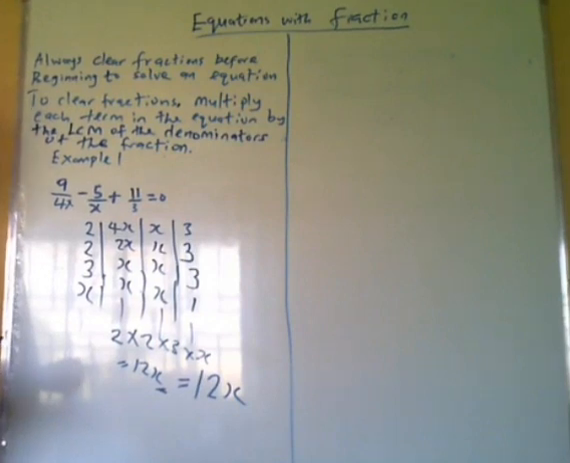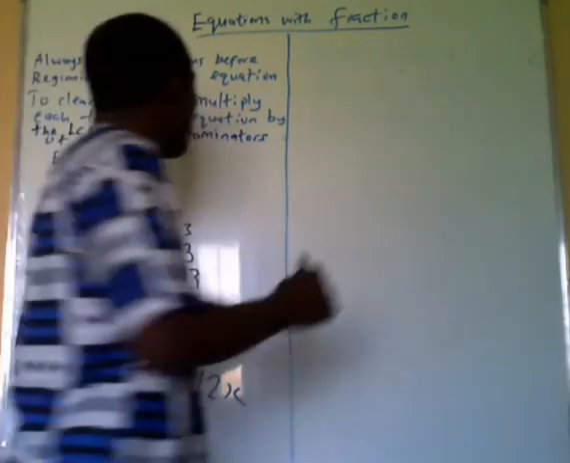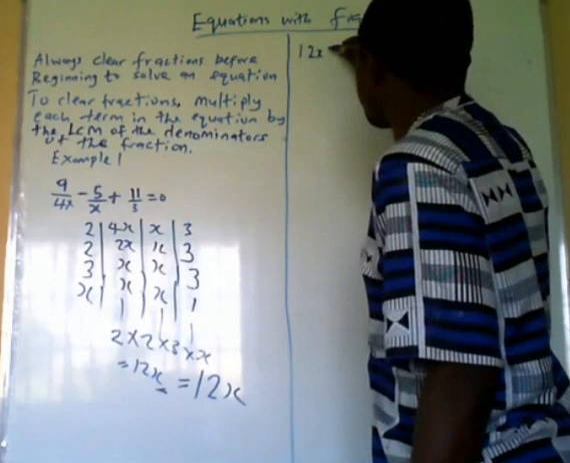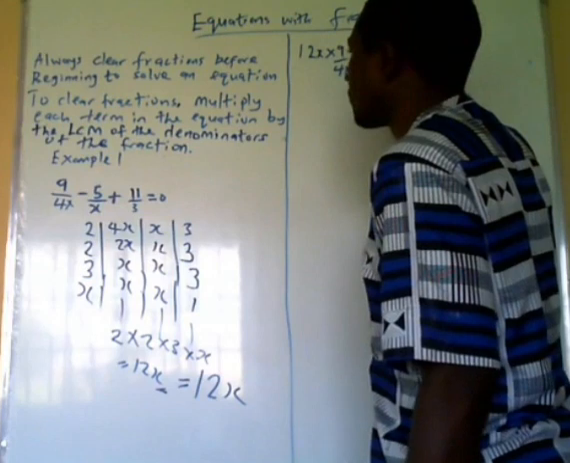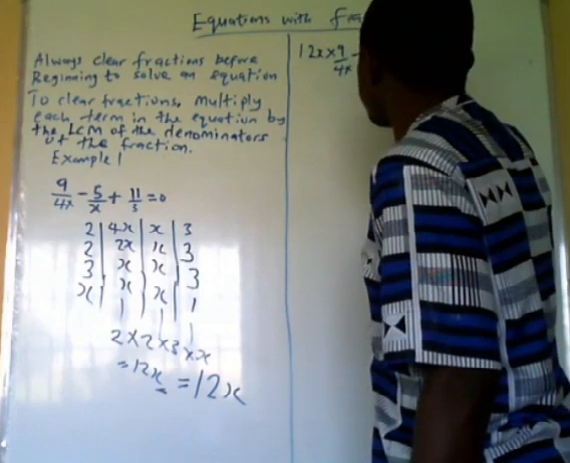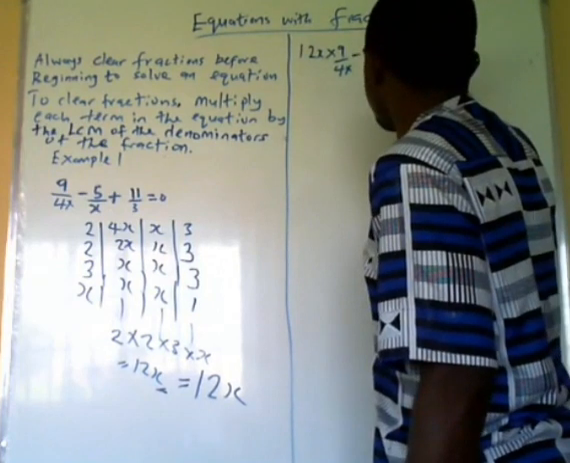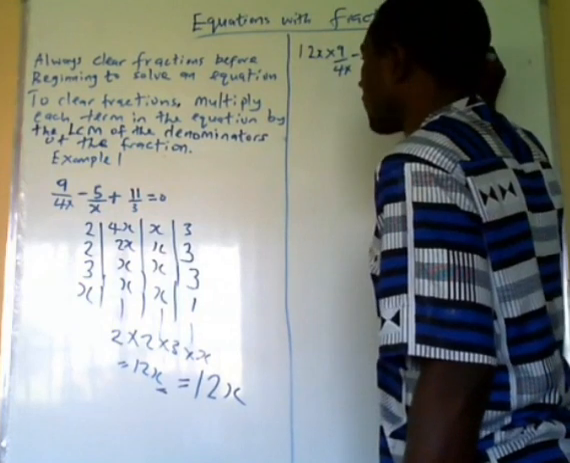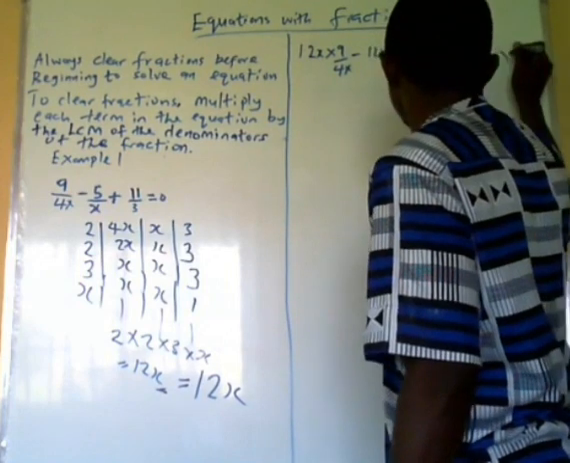Now let's go to the second stage, which says we're going to multiply each of the terms with this 12x. So it's going to be 12x times 9 over 4x, minus 12x times 5 over x, plus 12x times 11 over 3, equals 0 times 12x.